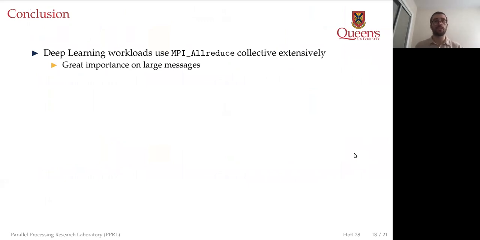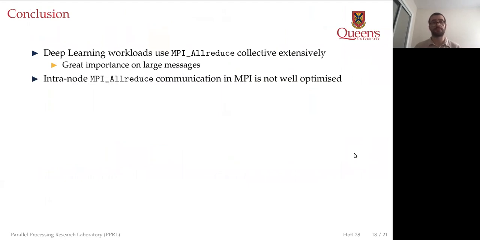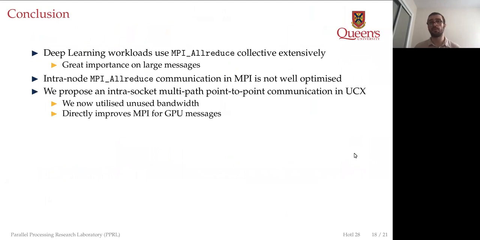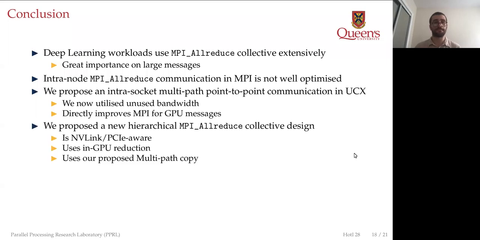So in conclusion, deep learning workloads use MPI Allreduce collectives extensively, and there's great importance on large messages. Intranode MPI Allreduce communication in MPI is not well optimized, well, the open source versions anyway. We proposed intra-socket multipath point-to-point communication in UCX, and we now utilize that unused bandwidth. And this directly improves MPI point-to-point without any additional modifications to OpenMPI.